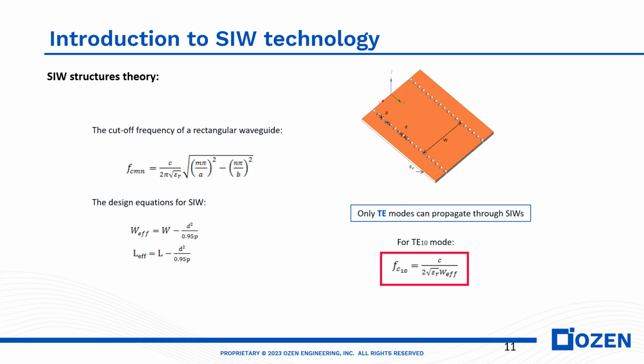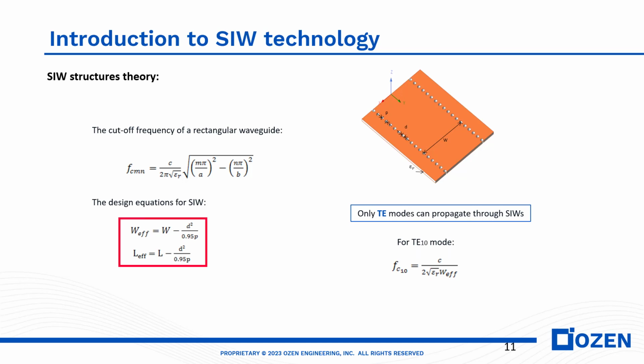But note that in SIWs, only TE modes can propagate because of the gaps between the vias, which serve as the sidewalls of the waveguide. The gaps would not allow for longitudinally oriented E-fields, and therefore TM modes do not exist.